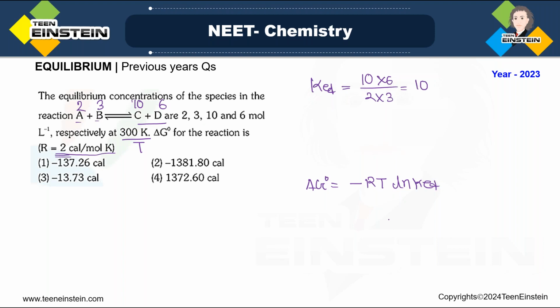So it is 10. Okay. Now del G naught minus 2, this is 300, that is T. Already it is given in Kelvin, you don't have to convert it. Now if I write it in terms of log, by putting 2.303, our calculation will be easier, because log 10 we know it is 1. So it is minus 600 multiplied by 2.303. Final value you will get in terms of calorie.